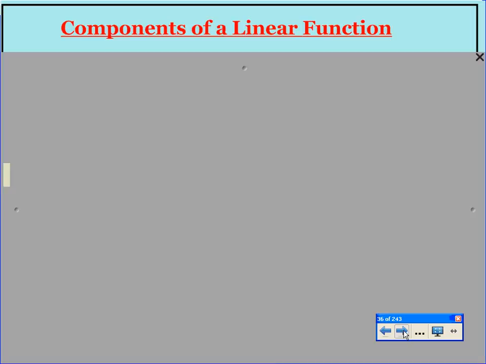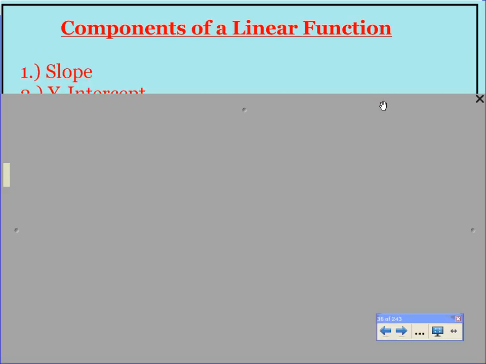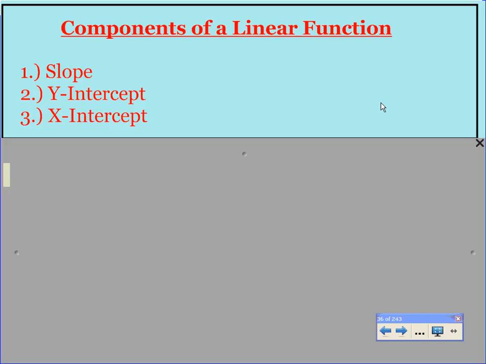Okay, page 5, which is part of this lesson, but it's a little bit different than setting up the equations from the scenarios. Starts off with components of a linear function. They already typed for you. A linear function has three different components. It has a slope, it has a y-intercept, and it has an x-intercept. We are going to talk about all of these in this chapter, one at a time. Just an overview, just like we did for parabolas, there are three different components of a linear function.